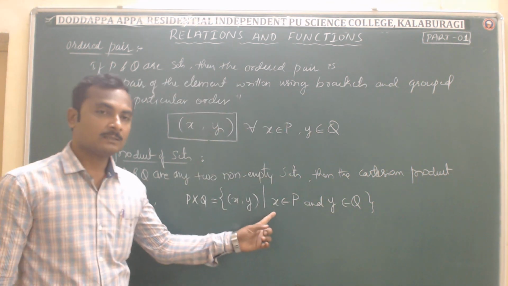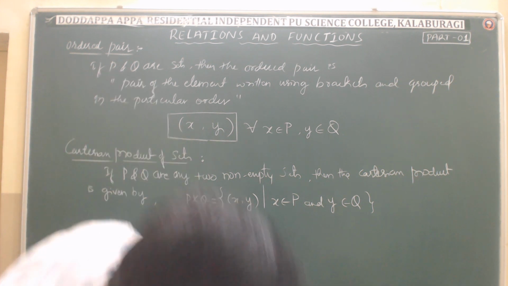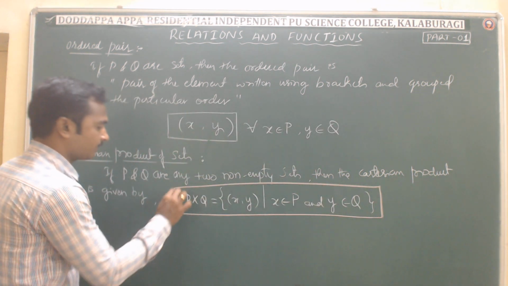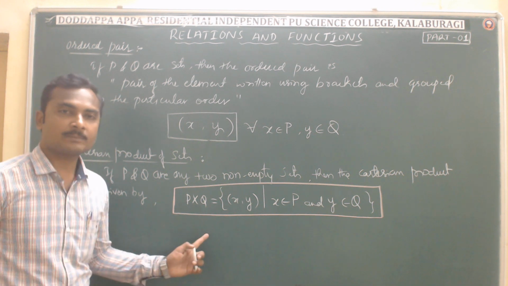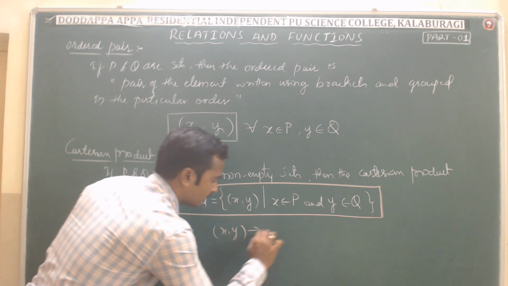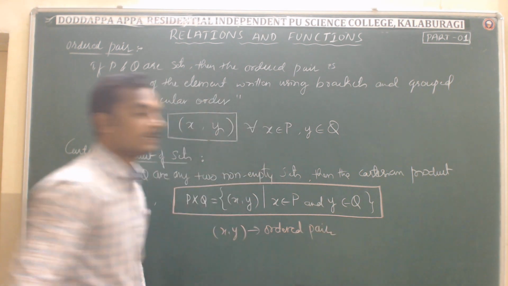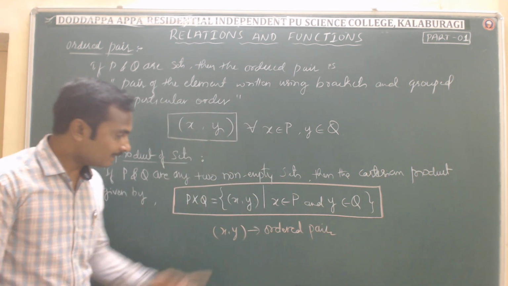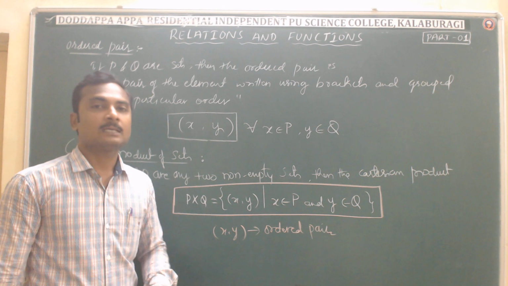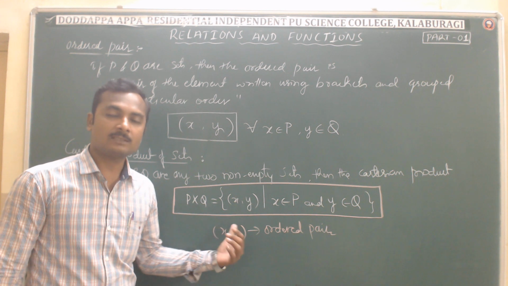Each x must be an element of the set P and y must be an element of Q. And I can say here that this P cross Q is called the Cartesian product of the two sets, where x comma y is called the ordered pair element. Remember that each element in the Cartesian product is compulsorily an ordered pair. Every element in P cross Q is in the form of an ordered pair.